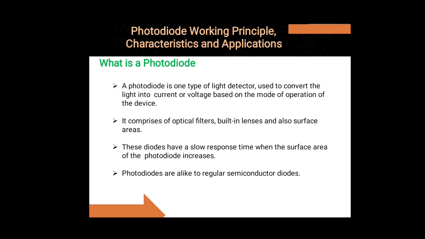A photodiode is one type of light detector. So it detects the light and it can convert it into current or into voltage based on the mode of operation of the device. It comprises optical filters, built-in lenses, and also the surface areas. And these photodiodes have a low response time when the surface area of the photodiode increases.